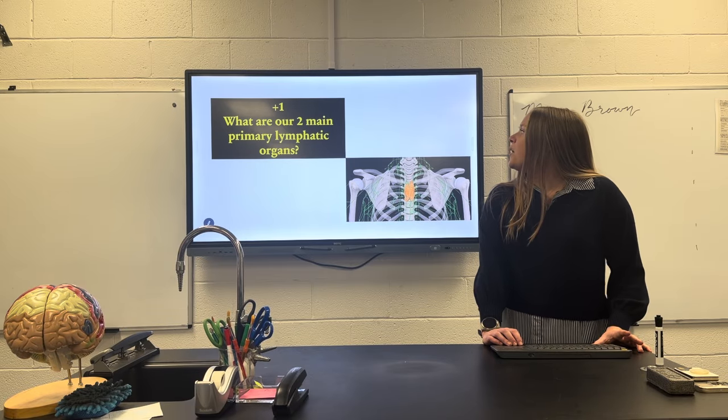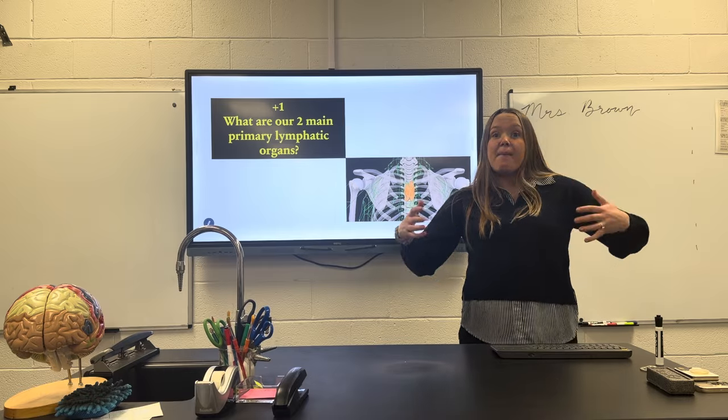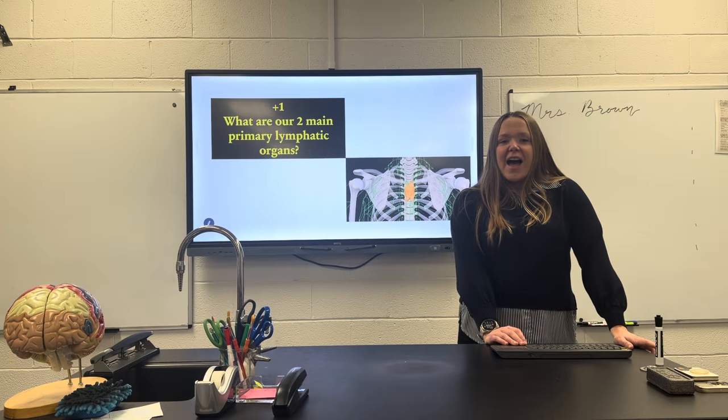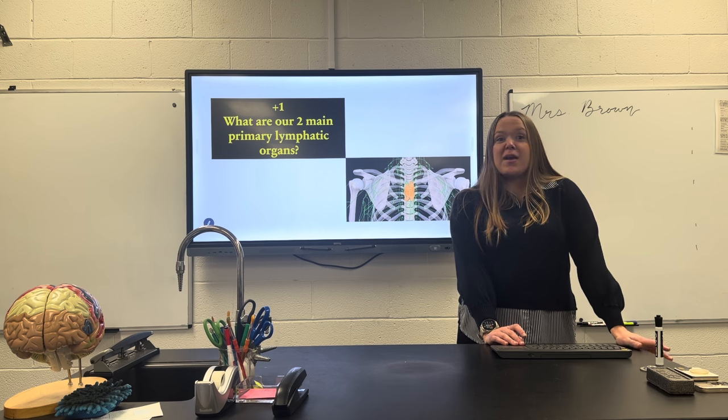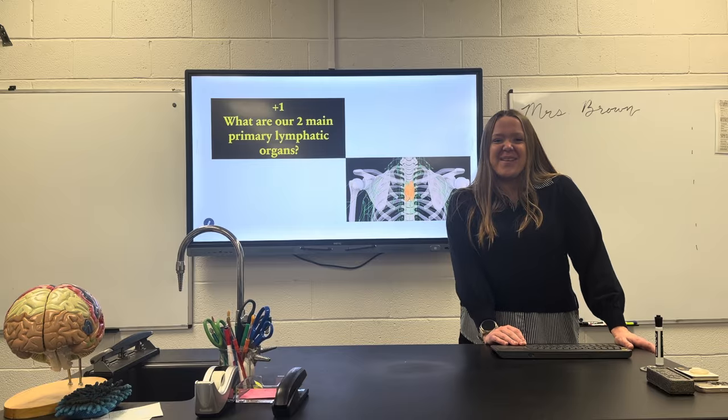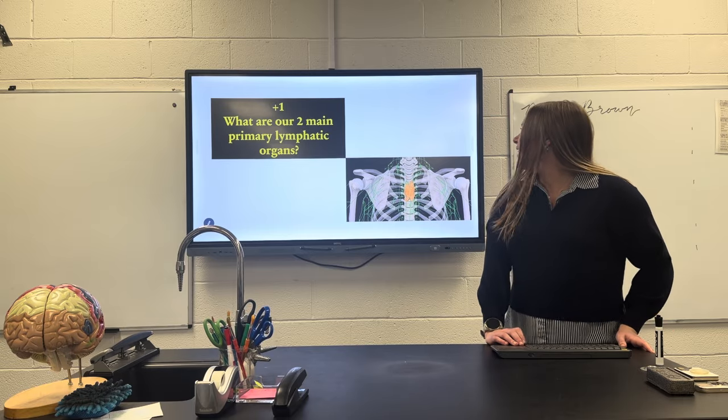What are our 2 main primary lymphatic organs that make these cells? Thymus and the bone marrow. And the thymus makes what type of cell? T cells. And then the bone marrow makes B cells. Exactly. Nice.